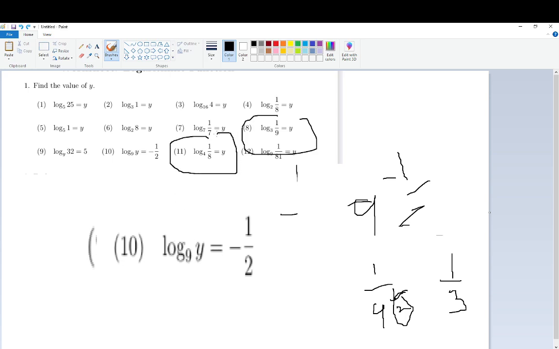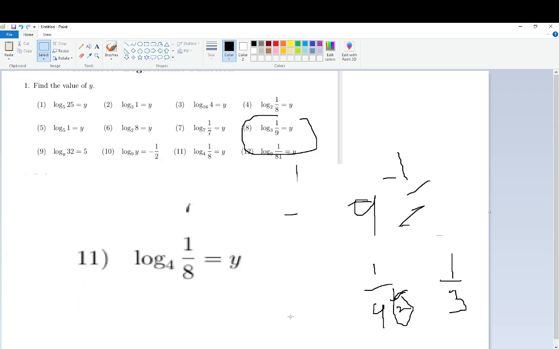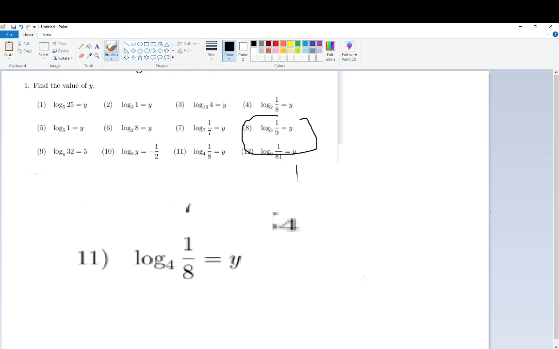4 to the what makes 1/8? -2. Oh, that's incorrect. This is very tricky. This is making you use your mind a little bit more. So this is asking, what exponent do I put over 4 to get 1/8? So what do I put over 4 to get 1/8?